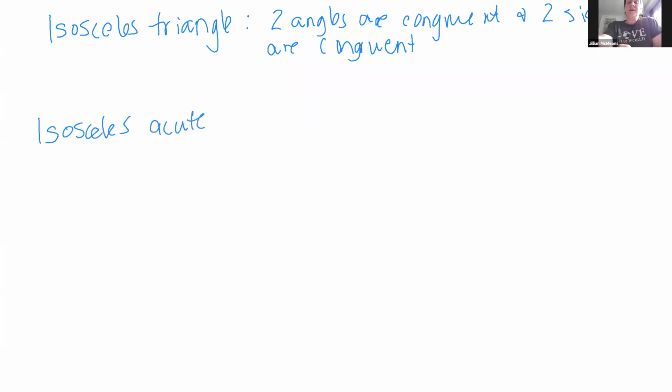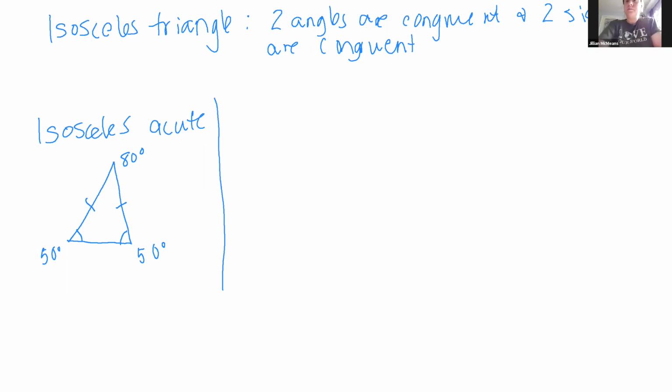Okay, in an isosceles acute, you have three angles that are acute angles. So all three of your angles are going to be less than 90 degrees. So you could have something like this. The two sides that I put the line through are congruent, and then the two angles that I measure with a curve are congruent. And basically, all three of your angles would be less than 90 degrees. So we could have 80 degrees, and then 50 degrees, and 50 degrees. That would be an example of an isosceles acute triangle. Okay, you've got two angles that match, two sides that match, and then all three angles are less than 90 degrees.